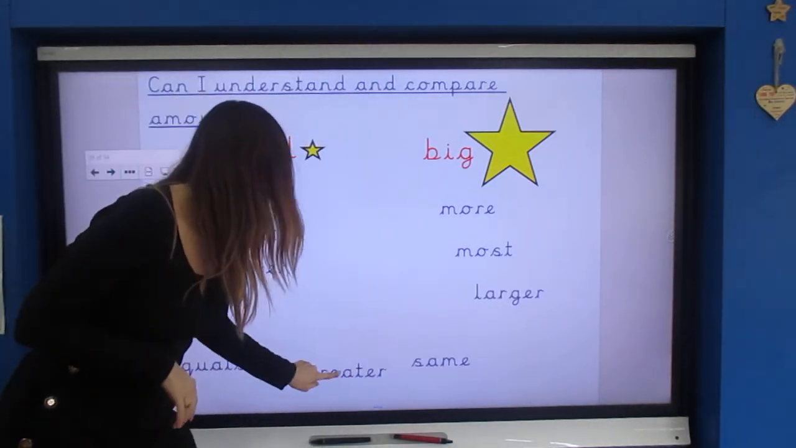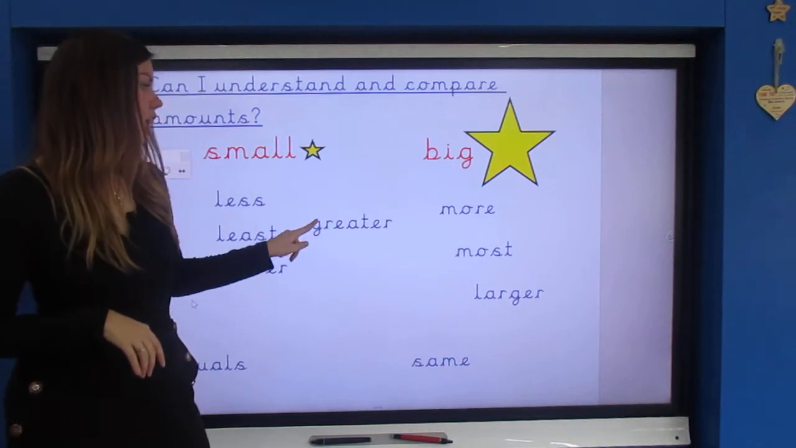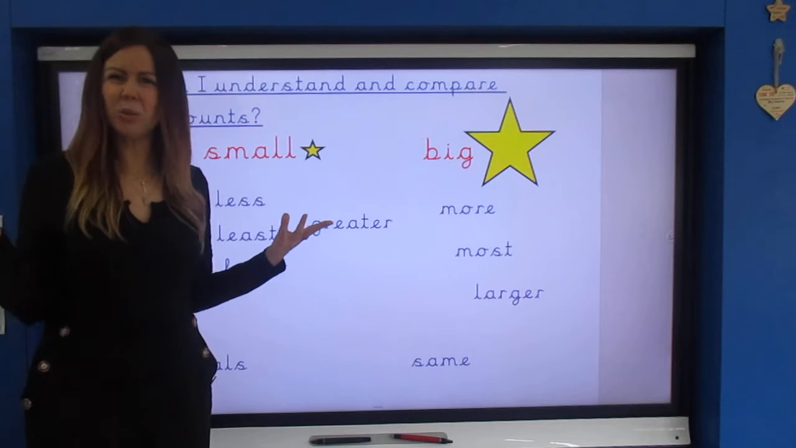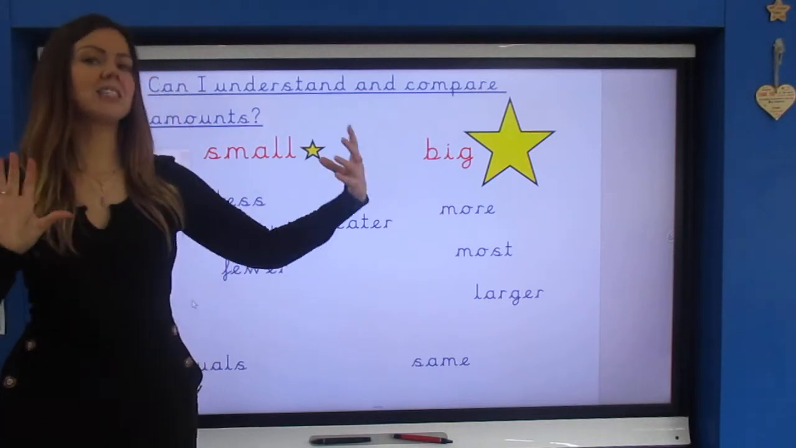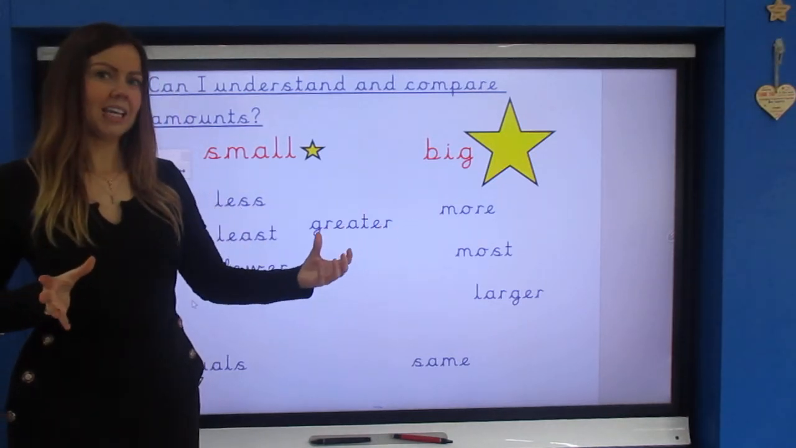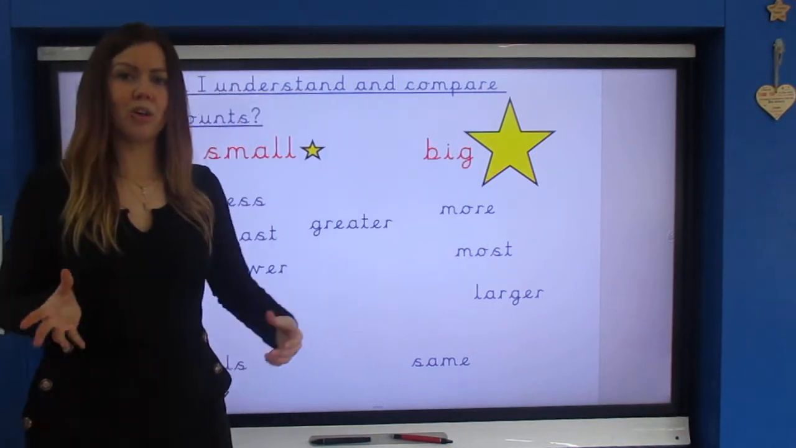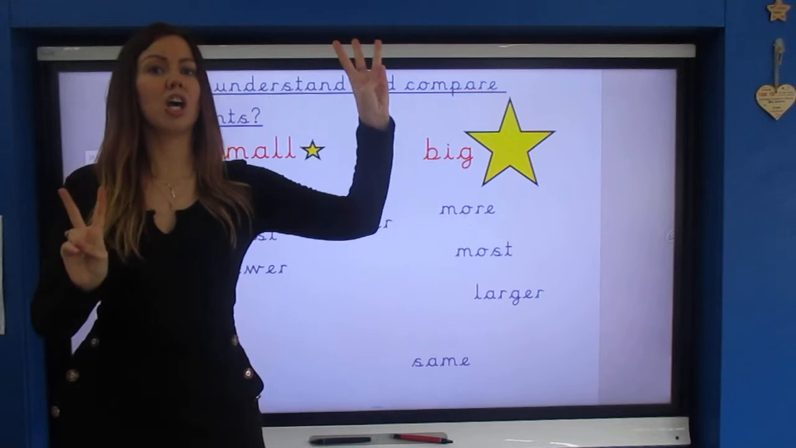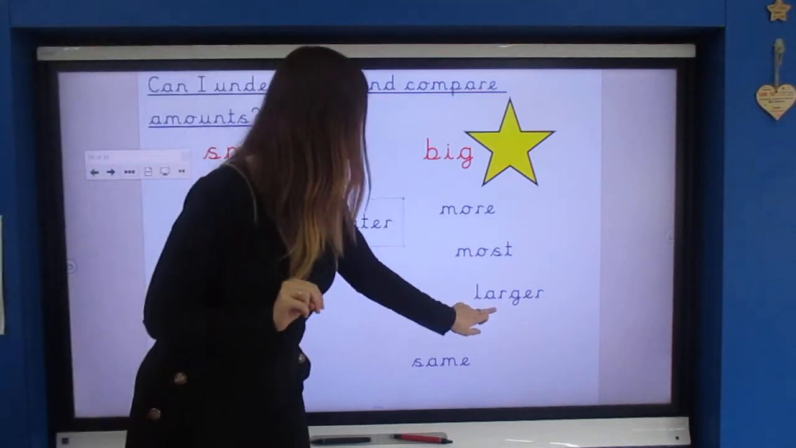Okay. And this one here. Greater. That's a funny word, isn't it? Greater than something. Okay. It means bigger than something. So if you've got 2 sweets, 3 sweets, 3 sweets is the greater number, the greater amount of sweets.